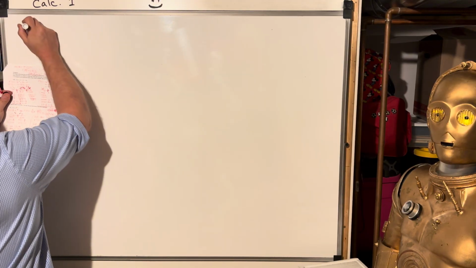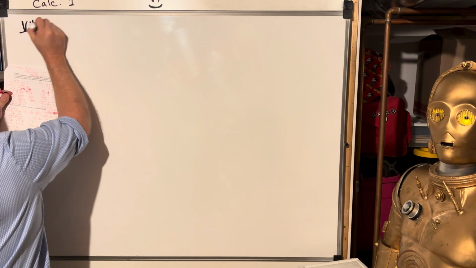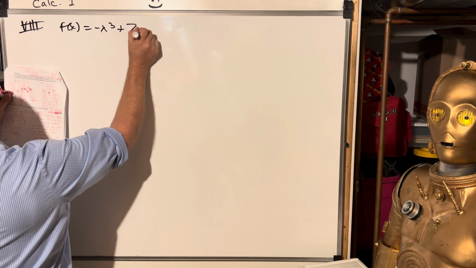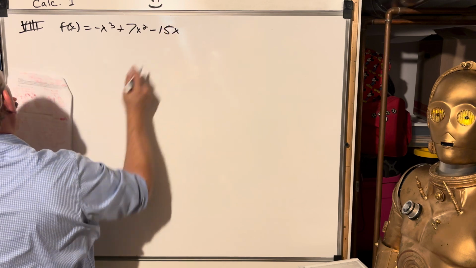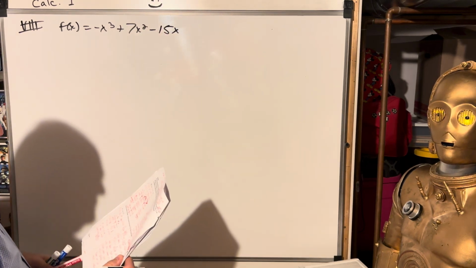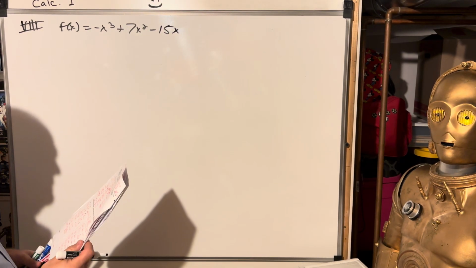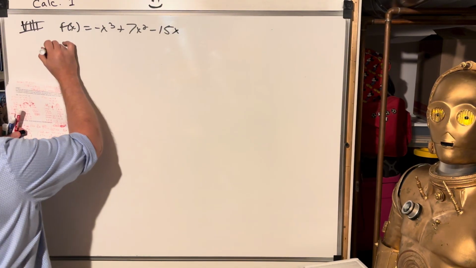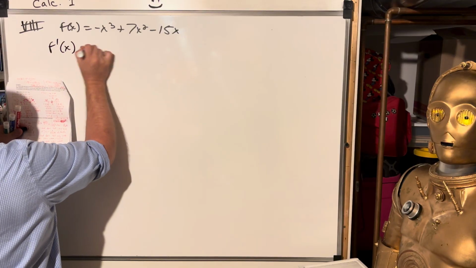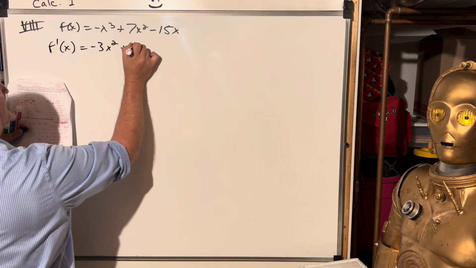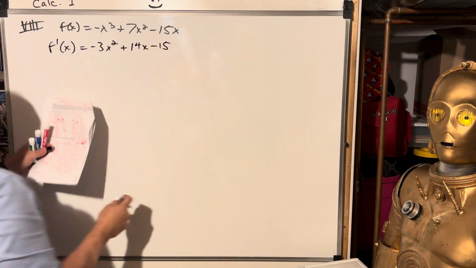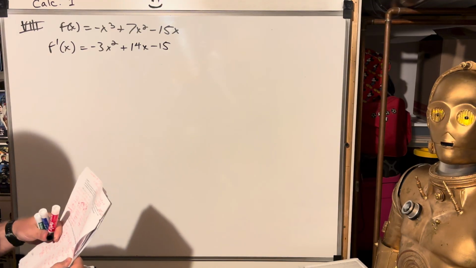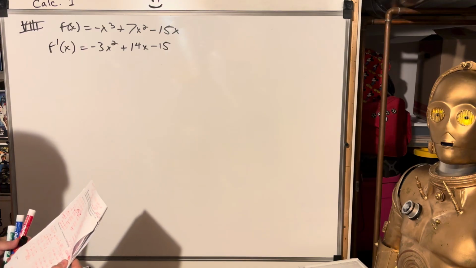Let's finish her off. We got number 8. F of x is equal to negative x cubed plus x squared minus 15x. And they want us to do a bunch of stuff. All right. So let's take the first derivative: negative 3x squared plus 14x minus 15. And let's set that equal to 0. And that will determine our critical numbers.